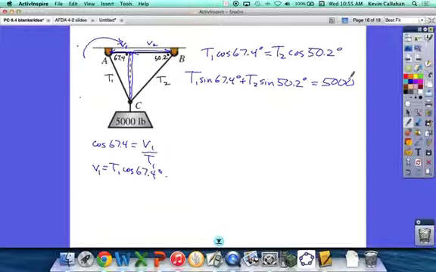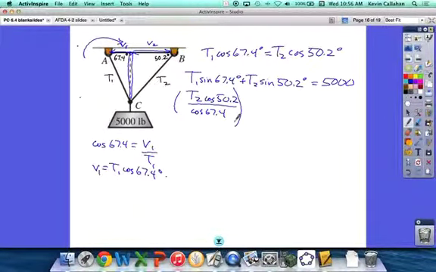And remember what would be the first step in a substitution method? Solve one of these equations for one of the variables, and then plug it into the other equation. Probably easiest to solve for either the T1 or the T2 in the first equation. So let's solve for the T1, right? This T1 is going to be T2 cosine 50.2 divided by the cosine of 67.4. Right, so I'm going to put all that in a parenthesis.